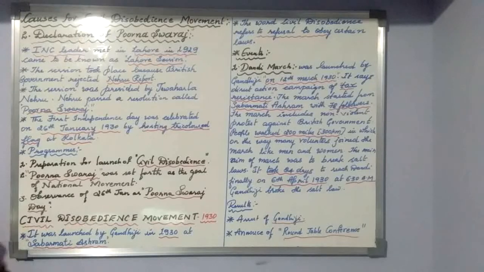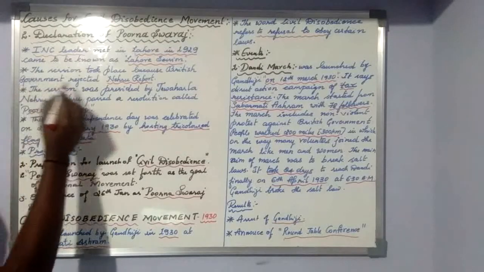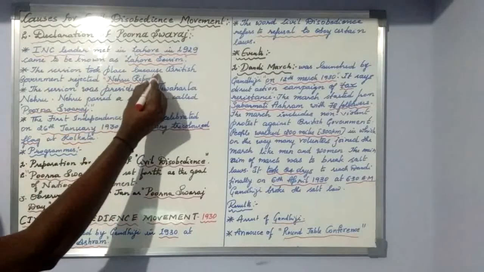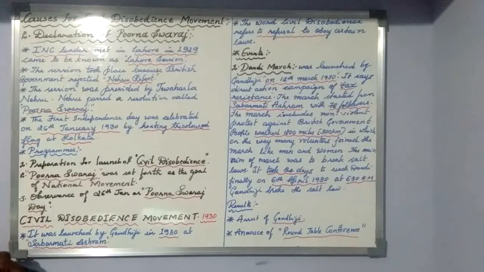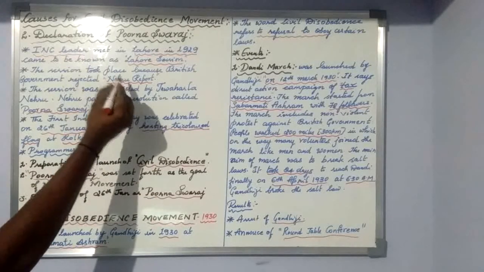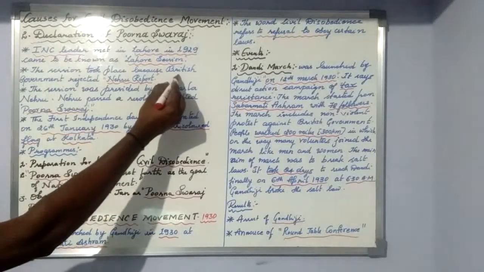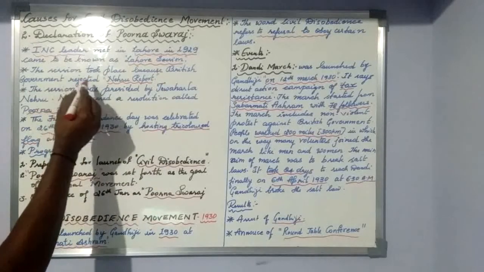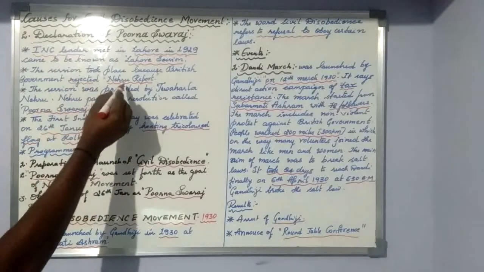When the Simon Commission came to India and Indians asked for participation in it, the Simon Commission rejected the Indians' participation. For that purpose, Jawaharlal Nehru himself made a report on what provisions should be given to Indians. That report prepared by Nehru was taken to the British government, and what did they do? They rejected Nehru's report.